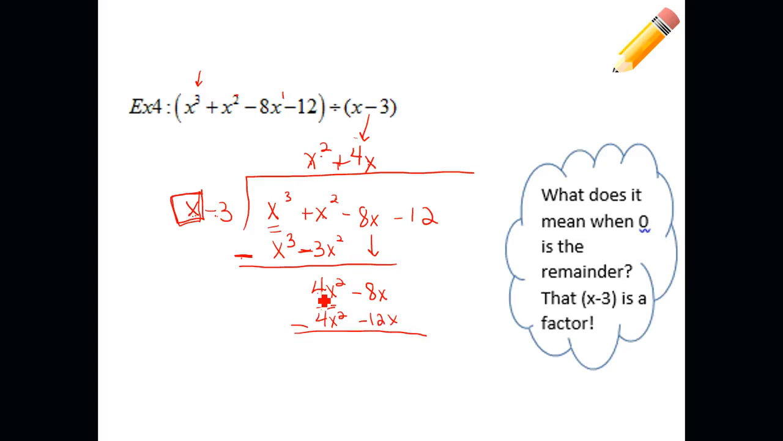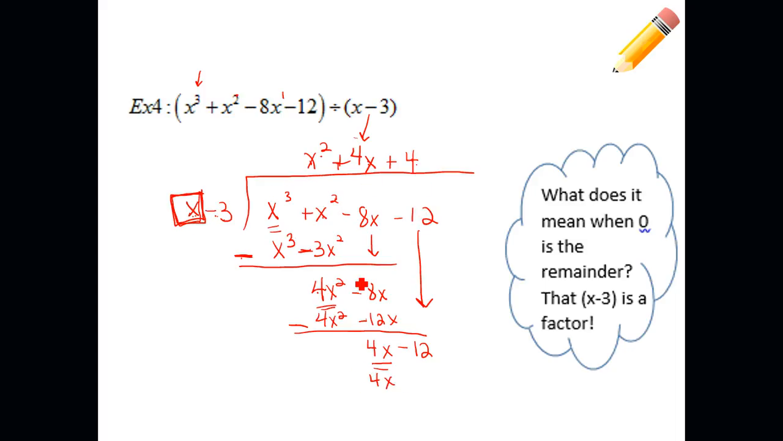Subtracting. 4x squared minus 4x squared, nothing. Negative 8 minus negative 12 is 4. Again, remember I was subtracting a negative there. When you subtract a negative, it's like adding. Drop down the negative 12. One last time. I need to multiply this x by somebody to turn him into a 4x. Well, I would just need to multiply him by the number 4. So 4 times x turns into 4x.